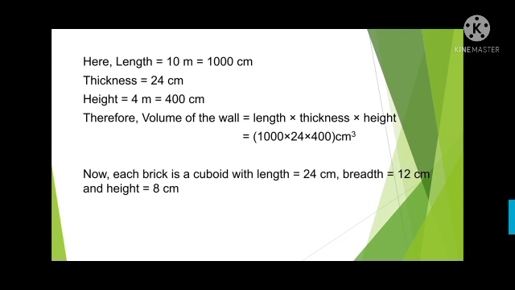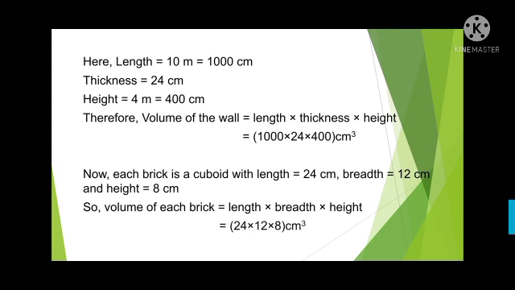Now each brick's dimensions are given as 24, 12 and 8. So length is 24 centimeter, breadth is 12 centimeter and height is 8 centimeter. So the volume required for each brick, as we know that volume of a cuboid is length into breadth into height. So we substitute the values and we get the volume of each brick.